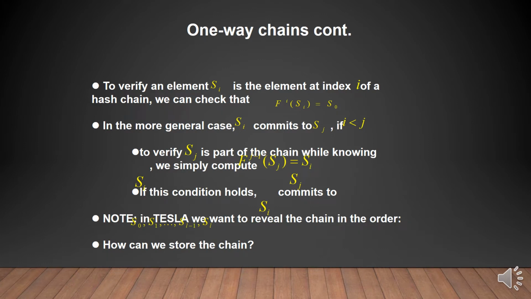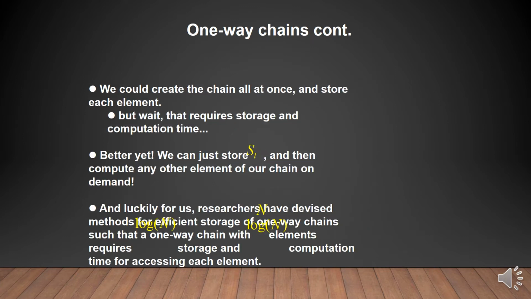With one-way chains, to verify that the element Si is the element at index i of a hash chain, we can check that f^i(Si) is equal to S0. In the more general case, Si commits to Sj if i is less than j. To verify that Sj is part of the chain, knowing Si, we simply compute whether f^(j-i)(Sj) is equal to Si. If the condition holds, Si commits to Sj. In TESLA we want to reveal the chain in order. How can we store the chain?